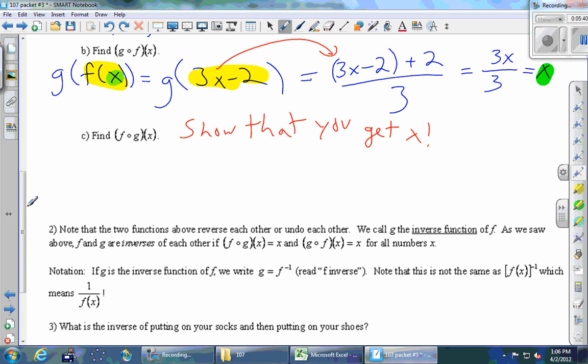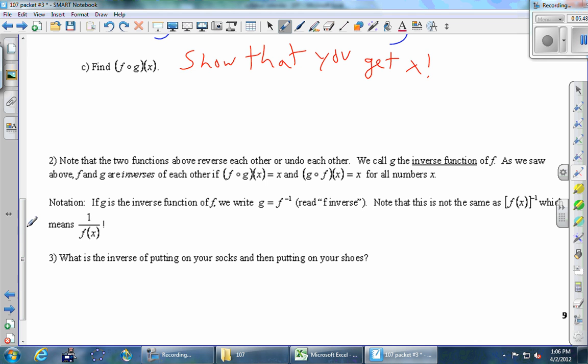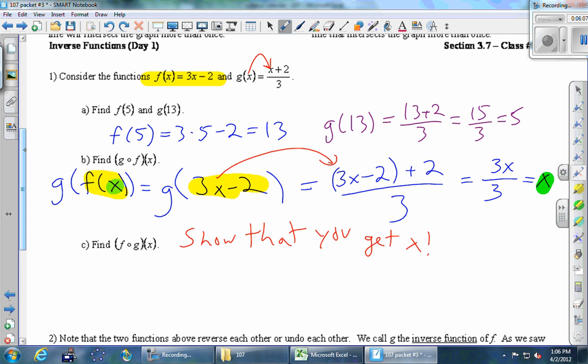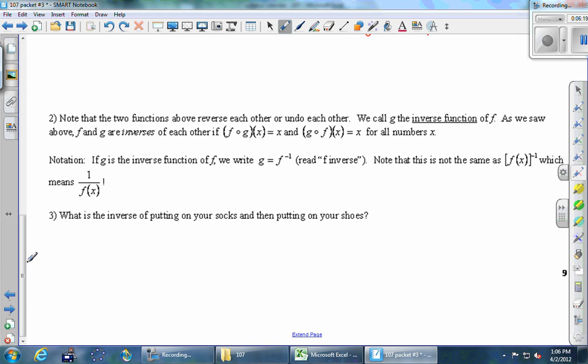Okay, so now we'll give a name to the thing that we just saw there, down here in number 2. Taylor? Okay, lots of symbols, lots of words. The important thing is we are defining two functions to be inverses if they undo each other. For example, these two functions up here, f of x is 3x minus 2, and g of x is x plus 2 over 3. They are inverses. They undo each other. Okay, a little bit of notation. We'll go to Taylor.